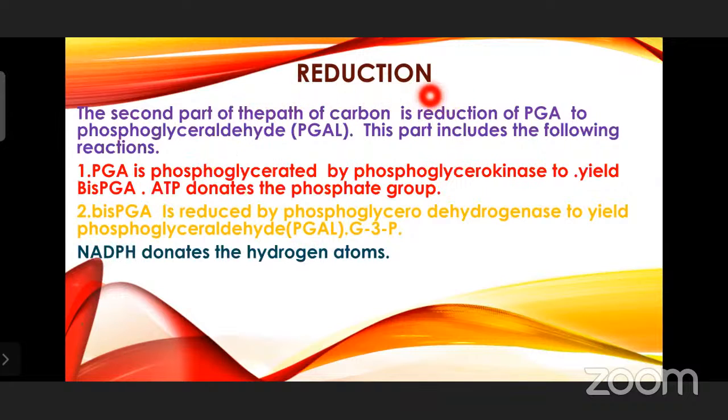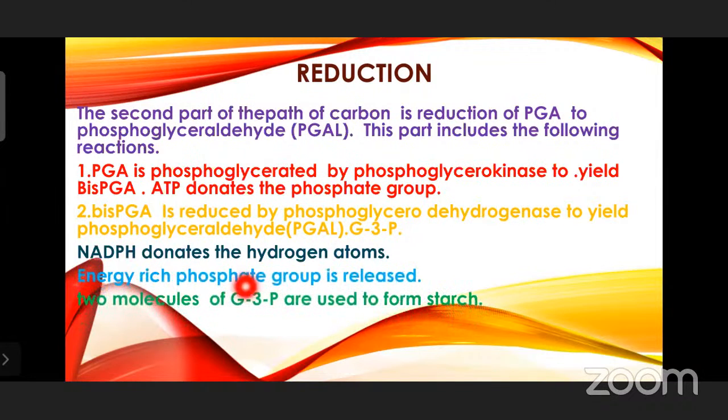Remember, where is the end product of the light reaction utilized in the biosynthetic phase? You must identify the reduction phase. In the reduction phase, the phosphoglyceric acid will be converted to phosphoglyceraldehyde, by ATP donating the phosphate group for making it bisphosphate, and NADPH donating its hydrogen atoms for making it completely transformed to phosphoglyceraldehyde. The other name of this PGAL, phosphoglyceraldehyde, is G3P. G3P means glyceraldehyde 3-phosphate.